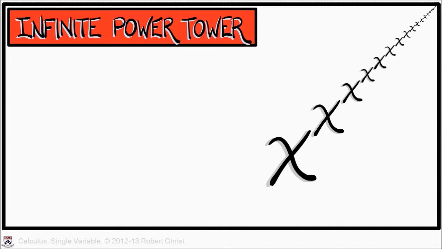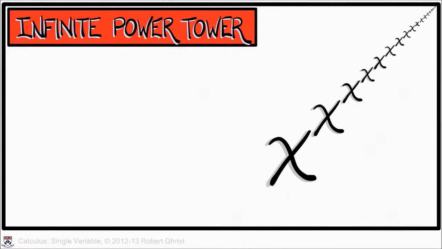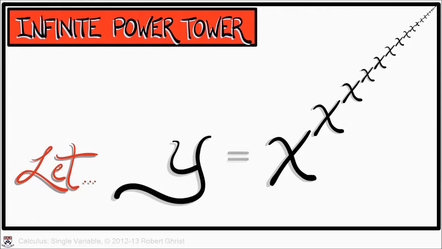Now, your reaction is likely one of disbelief. What is such a function? What does that even mean? How can that exist? That can't be a real function. Well, not only is it a real function, but we are going to compute its derivative. The way we're going to do so is implicitly.